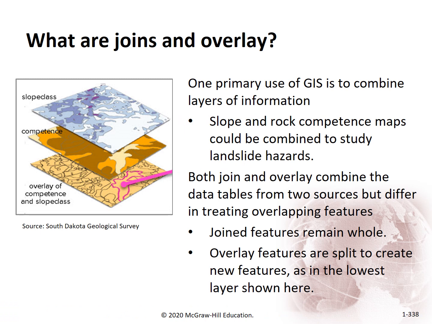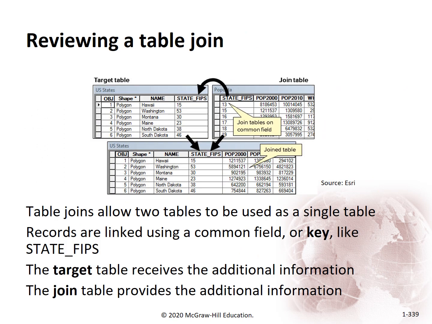Joins and overlays. How are they alike? How are they different? Okay, quick review. Tables, match up fields. Doesn't have to have the same name, has to have the same information. They join together. Poof!